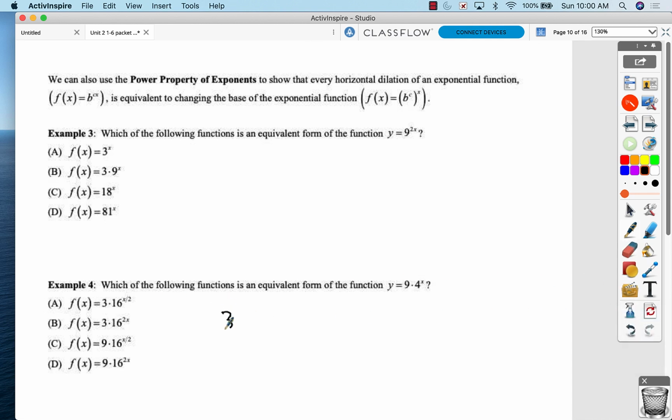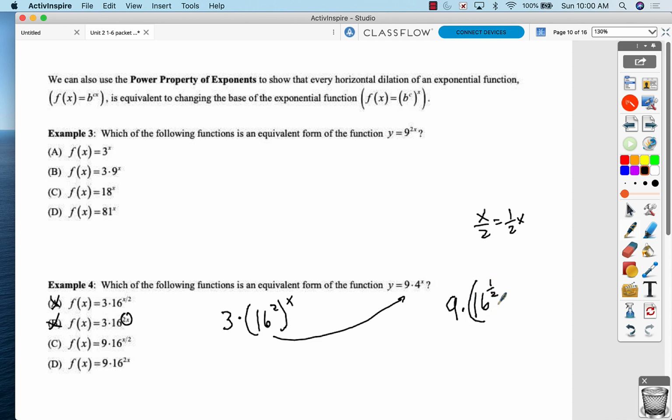So let's try the next one. 3 times, this is going to be 16 squared. See, I take the 16, I take the 2, put the 2 with the 16, and take the x. Now, is that equal to that? No. Okay, now I got a 9 times 16, same idea here, x over 2 is the same thing as 1/2 x. So what I do is I put the 1/2 with the 16, wrap parentheses around it, and put the x up there. And then you have to realize that anything raised to the half is just the square root of that number. So this is going to be 9 times 4 to the x, and they match. That's how you get that one.